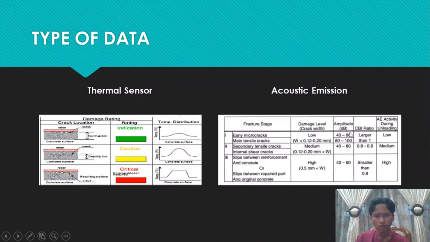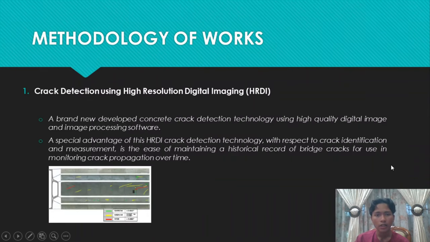The researchers conclude that a decreasing trend in CBI values is expected of a damaged specimen and can thus estimate the severity of damage. So when the CBI ratio is small, then the damage level of the crack is high. Just like this table. Okay, next is methodology of works.